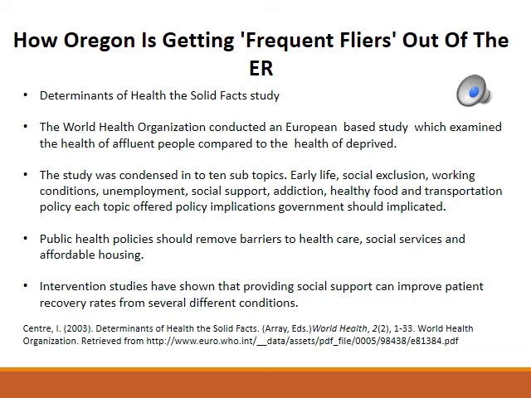Another policy intervention that was suggested by the article was that intervention studies have shown that providing social support can improve patient recovery and faster rates of several different conditions. And again, in this success story with Jermaine, we see that once he received the care coordination and therefore he had improved access to health care, his health outcomes improved.